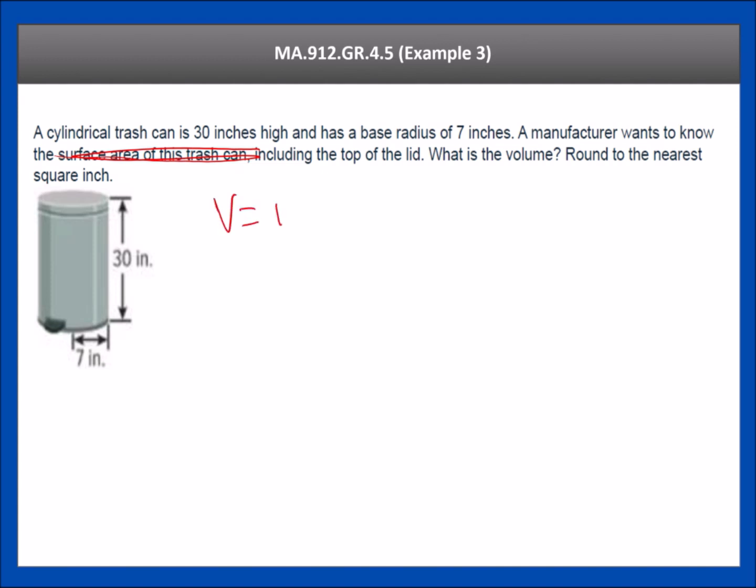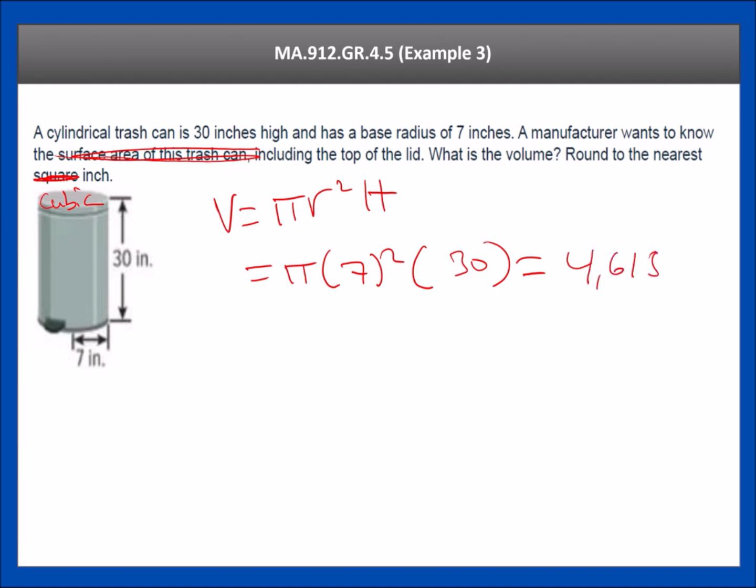So the volume of the cylinder is pi r squared h. So we have pi times 7 squared times the height, which is 30. You just multiply those, get your answer, and round to the nearest square inch. It shouldn't say square inches, it should say cubic inches because we're doing volume, so that's a typo. So we have 49 times 30 times 3.14, which is 4,615.8-ish cubic inches. So inches cubed.